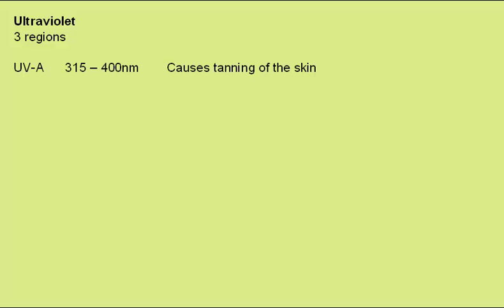Let's just look at ultraviolet in a little bit more detail. There are 3 regions of ultraviolet light. There's what's called UVA, which has a wavelength from 315 to 400 nanometers. This is the one that causes tanning of the skin. This is the one then that's used in sunbeds. This accounts for 99% of the ultraviolet reaching the Earth.